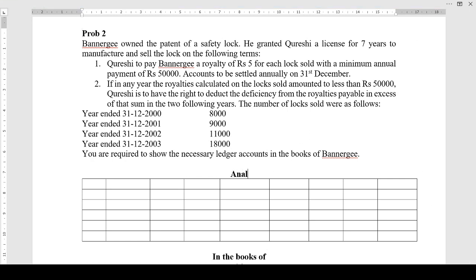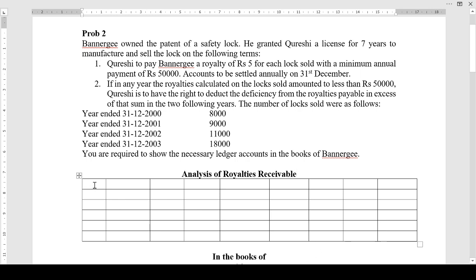I'll call it analysis of royalties receivable. Yesterday we had payable. Today I'm doing receivable because they've said you are required to prepare ledger accounts in the books of the lessor. That's the only reason I'm doing it receivable. Nothing else changes here. The calculations are exactly the same.